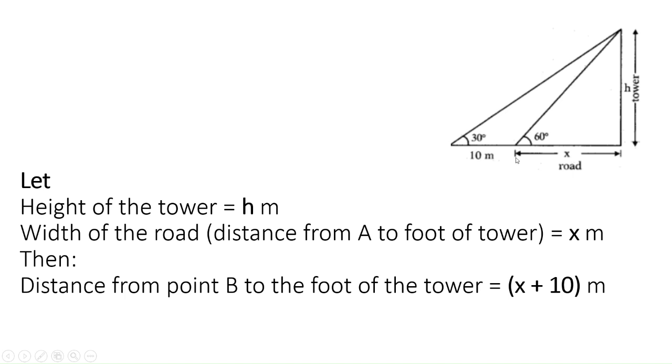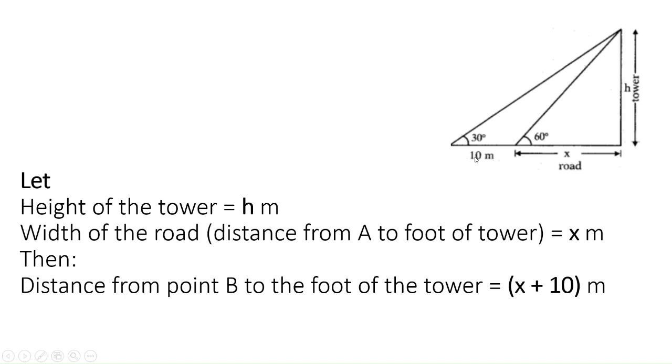And the distance from point B to the foot of the tower. Point B means it is the second point where the angle of elevation is 30 degrees. So how does it become? It becomes x plus 10, because 10 is given between the first point and the second point, and the distance between the foot of the tower and the first point is x. Obviously, the distance between the foot of the tower and the second point will become x plus 10 meters.